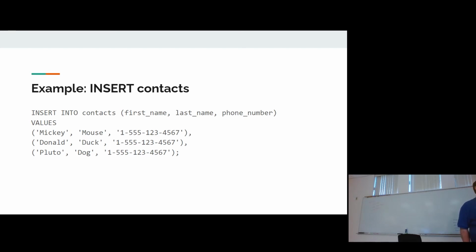Okay, that keyword has to be there. So first, here's the columns I want to insert, and here's the actual values I want to put in. With the insert statement, you can insert one row at a time. You can insert multiple rows at a time. This is the case where I'm inserting multiple rows at once.